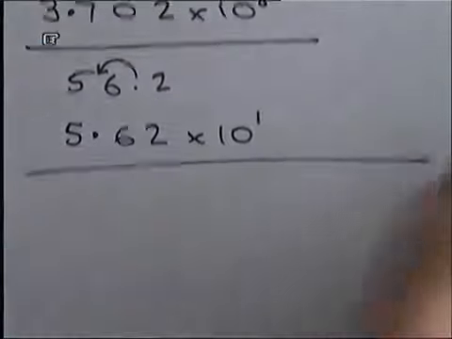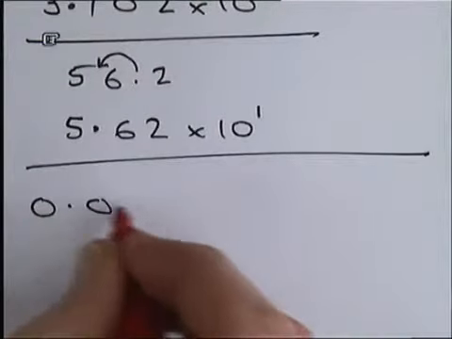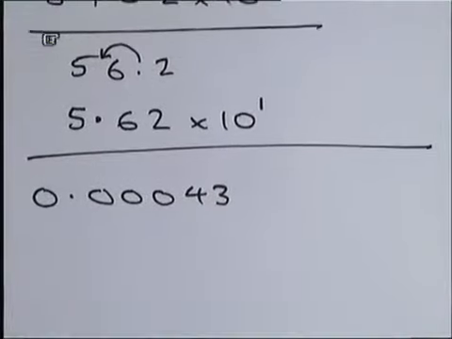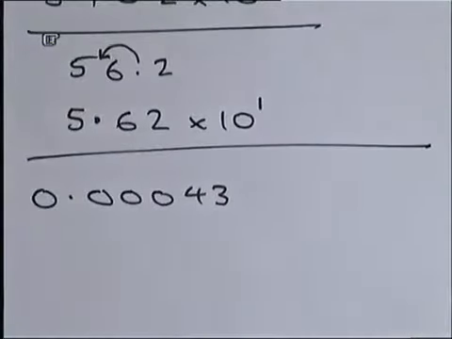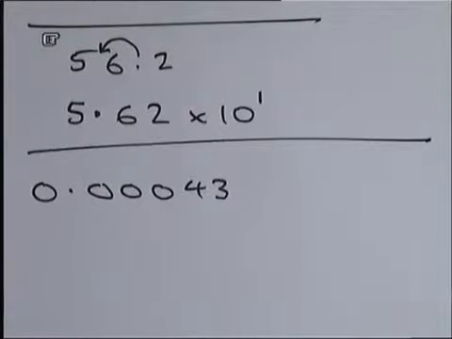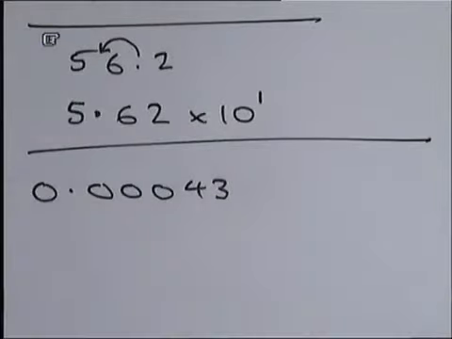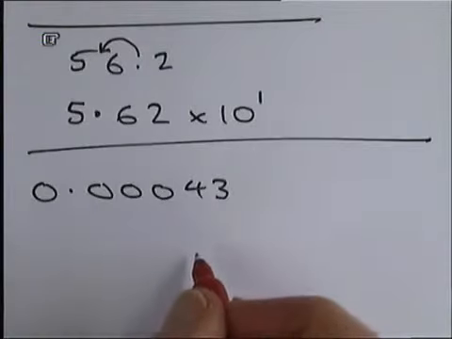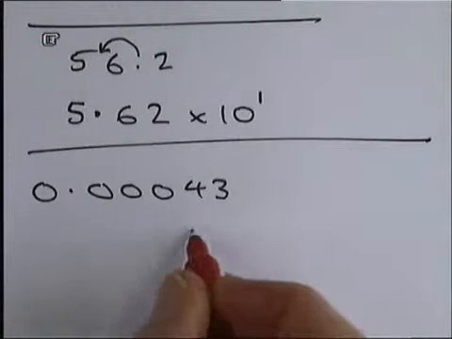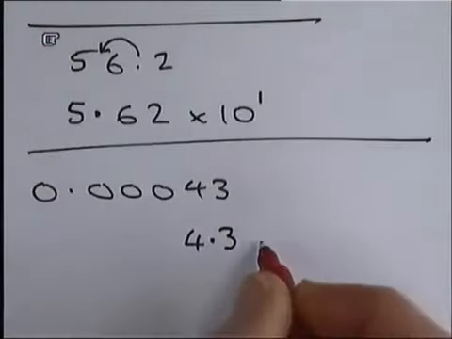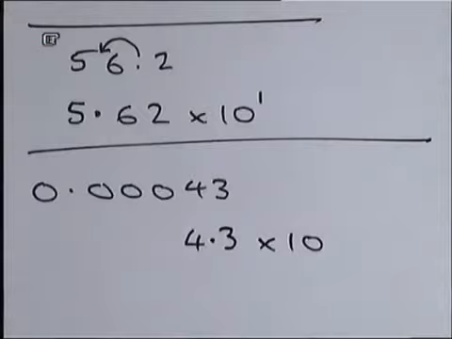Sometimes you can have numbers which are very small. Numbers which are less than 1, sort of 0 point something numbers. So here's one, 0.00043. Now what we do here is very similar to what we've been doing so far, but with one important difference. We ignore noughts at the beginning, or at the end if there were any there, and we write this number down so that it's between 1 and 10. So I change it to 4.3. Then I write down my times by 10.